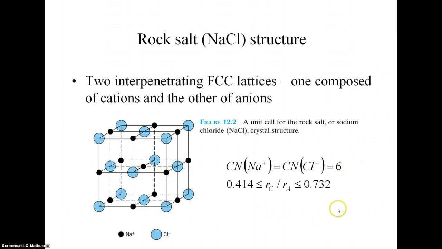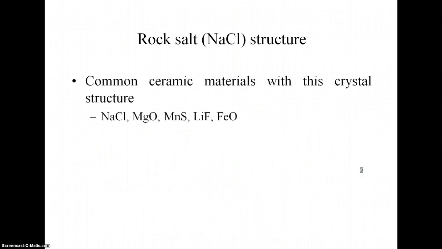And based on the table that we talked about earlier, the ratio of the cation radius to the anion radius falls between 0.414 and 0.732 based on the coordination number. The common ceramic materials with this type of structure would be sodium chloride, of course, magnesium oxide, these others. Iron oxide is particularly useful, or often it is a byproduct in industry, or actually used to manufacture various materials.